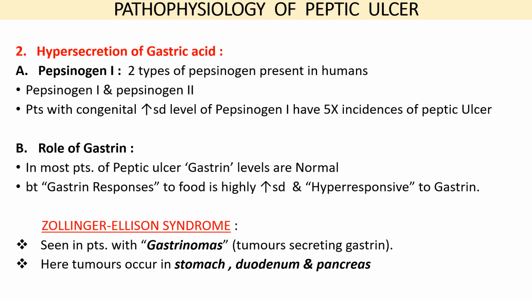Sometimes a few patients also suffer from a condition called Zollinger-Ellison syndrome that is responsible for excessive HCl secretion and peptic ulcers. This syndrome is seen in patients with gastrinomas, that is, they have tumors that secrete a gastrin-like hormone. These gastrinomas can occur in the stomach, duodenum and pancreas.